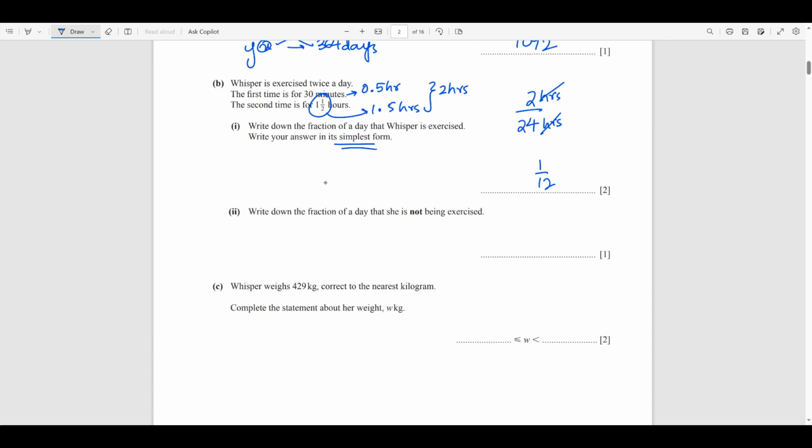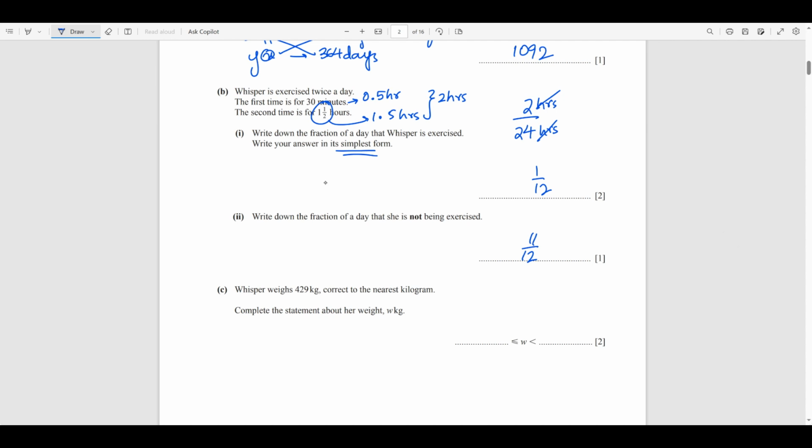Okay, write down the fraction of a day that she is not being exercised. Okay, so if it's 1 out of 12 that she's exercising, that means there are 11 parts out of the whole 12 that she's not exercising, right? You can also do it the other way, that 24 minus 2, because she's exercising 2 hours in the whole 24 hours. So 22 hours are left that she's not exercising, and then you divide it by 24 to get the fraction, and then you simplify. But that's okay. You can still write it as this, that if 1 out of 12 is the fraction for the time she did exercise, so 11 out of 12 will be the time that she did not exercise, right?